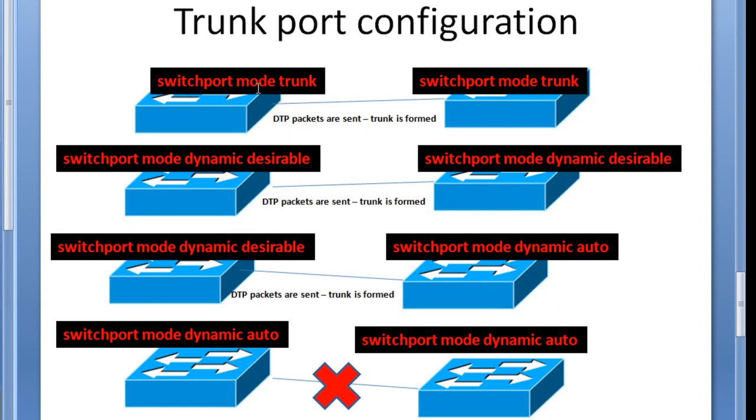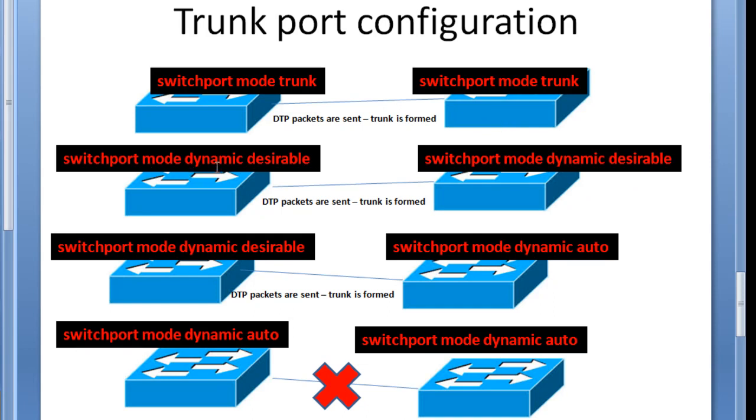If you put switchport mode trunk on both sides of the two switches, that means a protocol called DTP, which stands for Dynamic Trunking Protocol, is activated. That means DTP packets are sent from both sides, and the trunk is formed.